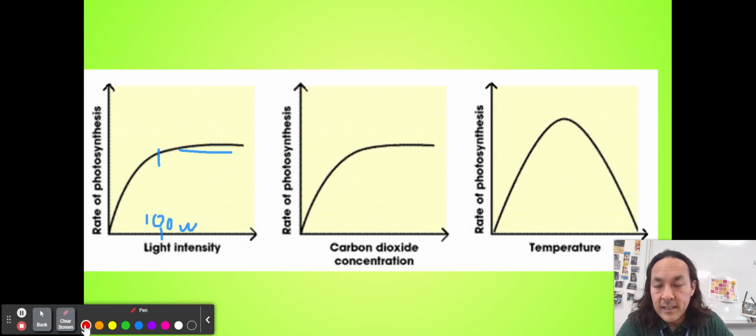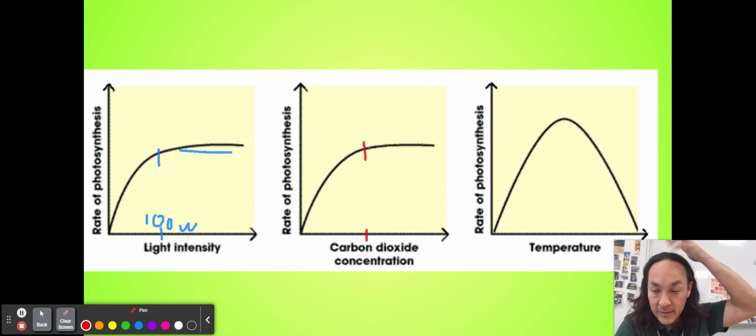For this one, can you describe what's going on? So you add more CO2 to the system, it's going to increase photosynthesis till you get to a certain point. Once you get to that point, adding any more CO2 won't speed up the process of photosynthesis. Rubisco simply can't go any faster. So giving it more reactants won't make it go any faster.